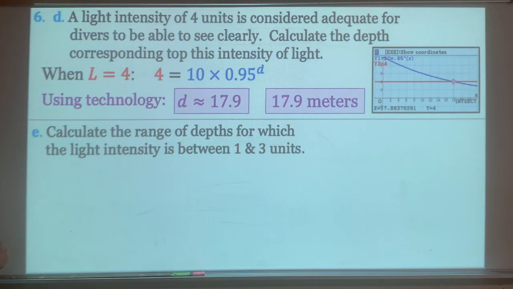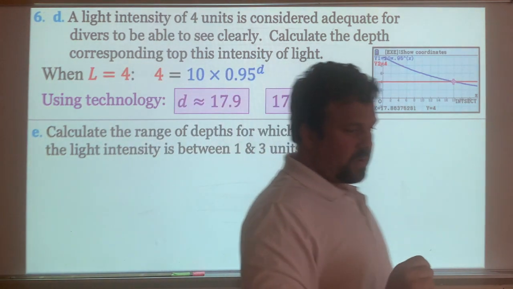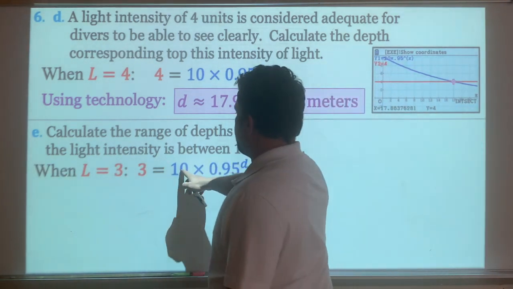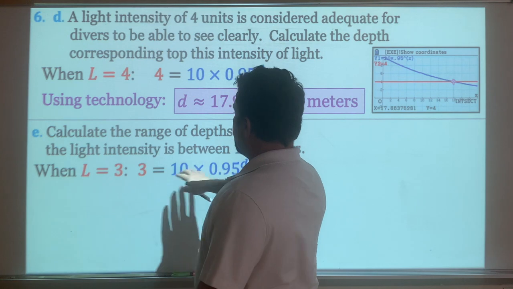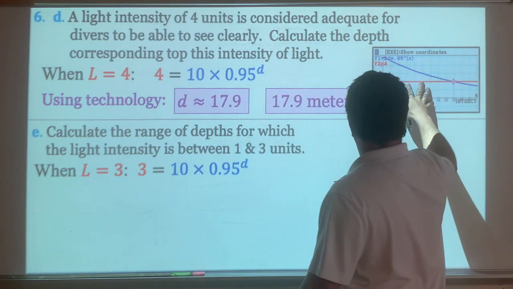Calculate the range of depths for which the light intensity is between 1 and 3 units. All right, so now what you have to do is find L is 1 and L is 3. So you're going to have to use your calculator twice. When L is 3, you should have already done this, you set 3 equal to 10 times 0.95 to the D. Now you can leave this as your Y1, and you can leave your window the same.